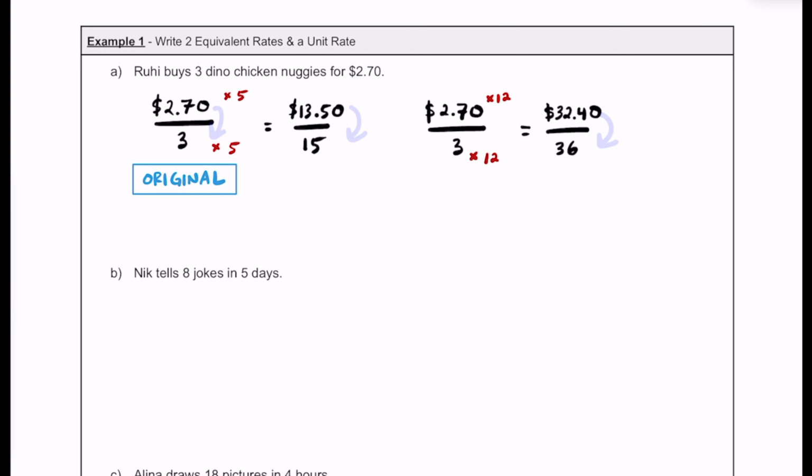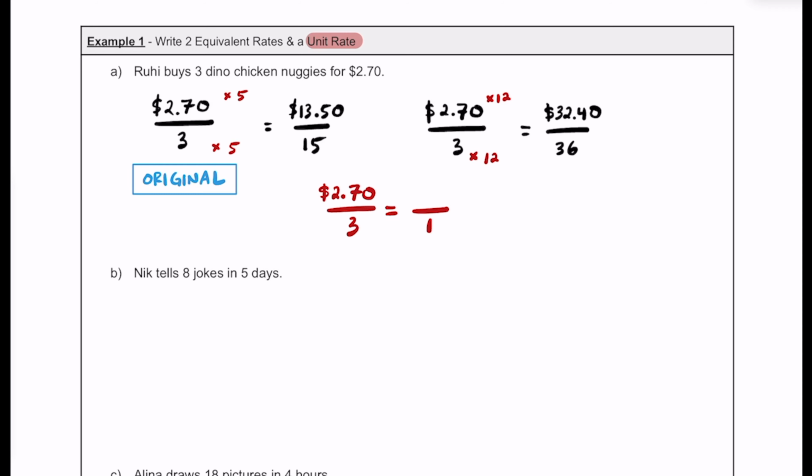But what's the unit rate going to be? Well, the unit rate is going to be per one of something, right? So we want to really know what is 1 chicken nugget going to cost us. So how do you get that? Well, if we want to show that, we just take the original rate here of 270. That's for 3 of these chicken nuggies. So this is going to be my unit rate work here. And we need to get this to be per one of something, right? That's the definition of a unit rate.